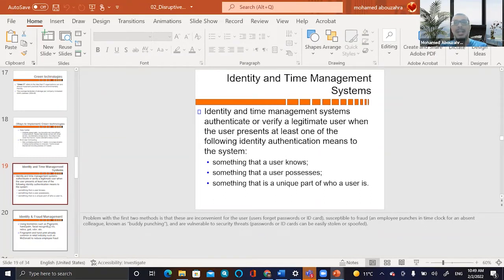And then there is something that is a unique part of the user. So this is something like face recognition or fingerprinting. Okay, so this is a third way to authenticate the users. Right now, I think mostly people are going towards this second, especially big systems, right? Systems that are sensitive, they are going towards this second option, something that the user possesses. So they use authentication applications on your phones. I think CSUMB is going this way, right?